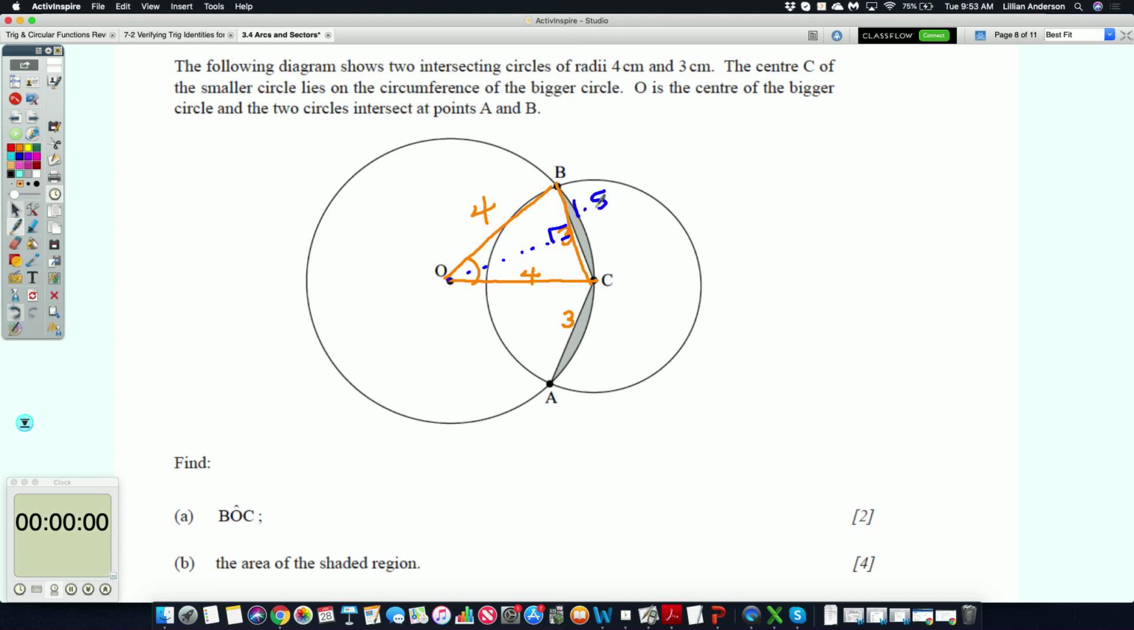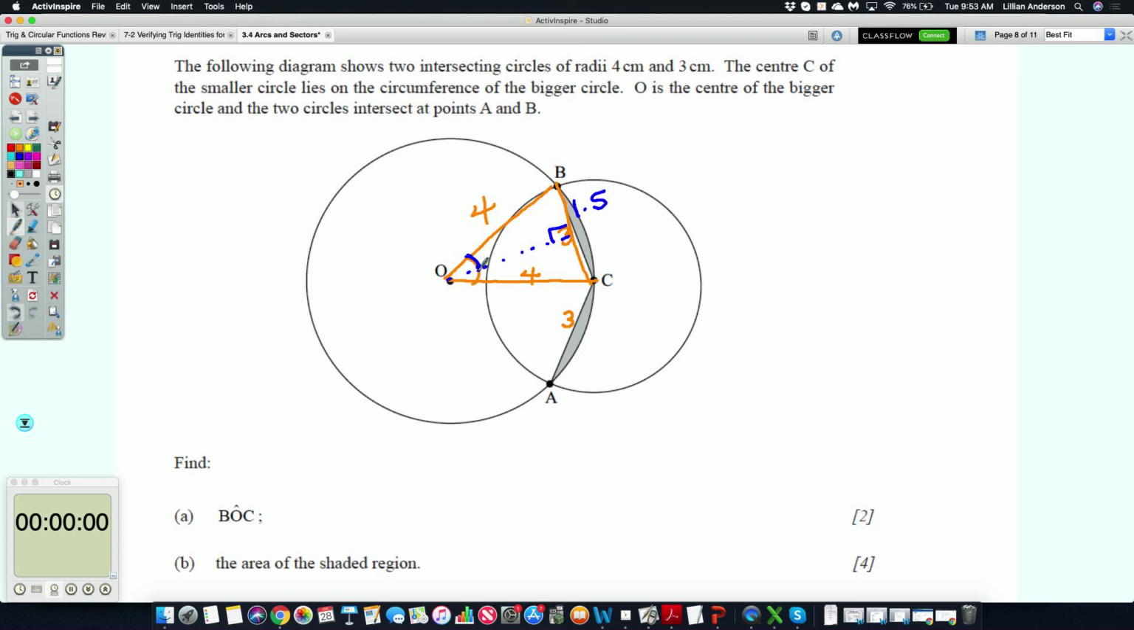It's going to bisect it, so this becomes 1.5. So then you can find this angle right here using SOHCAHTOA, and then just double it to find the angle. Either way: law of cosines to find the angle using the orange triangle, or SOHCAHTOA to find just the half and then double it.